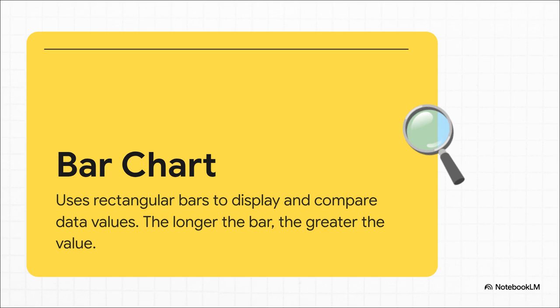First up, the absolute workhorse of data viz, the bar chart. Its beauty is just how simple it is. Are you trying to see which product sold the most last quarter? Or maybe which region has the highest sales? The bar chart gives you that clean, side-by-side comparison, instantly.